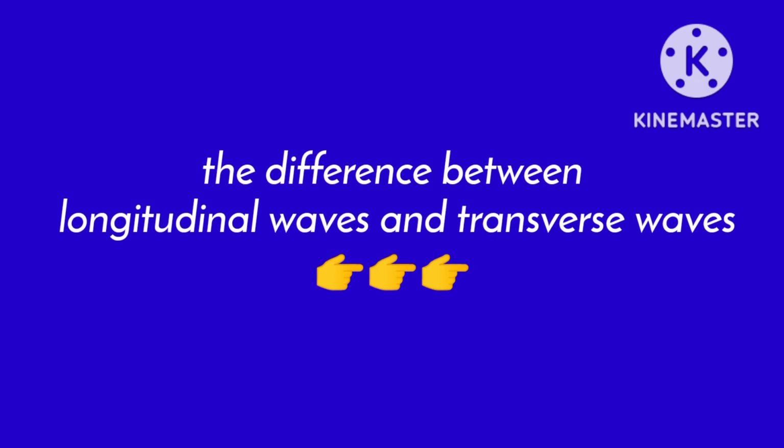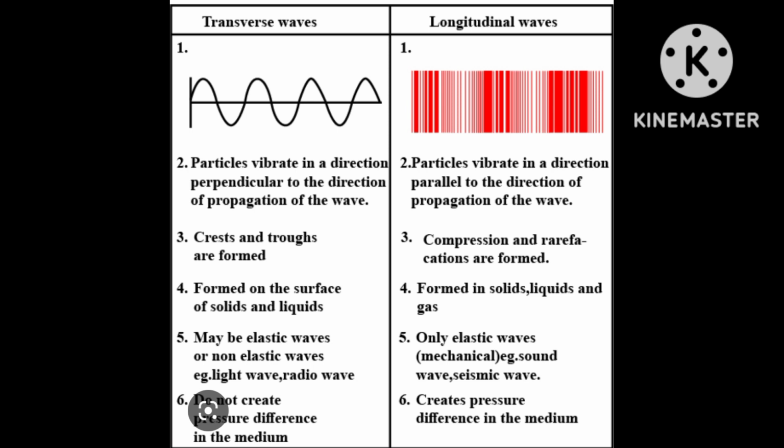Let's see the differences between longitudinal waves and transverse waves. We can see the diagram of a transverse wave in the figure. First, in transverse waves, particles vibrate in a direction perpendicular to the direction of propagation of the wave. Second, in longitudinal waves, particles vibrate in a direction parallel to the direction of propagation of the wave. Next, third, crests and troughs are formed in transverse waves. In longitudinal waves, compressions and rarefactions are formed.